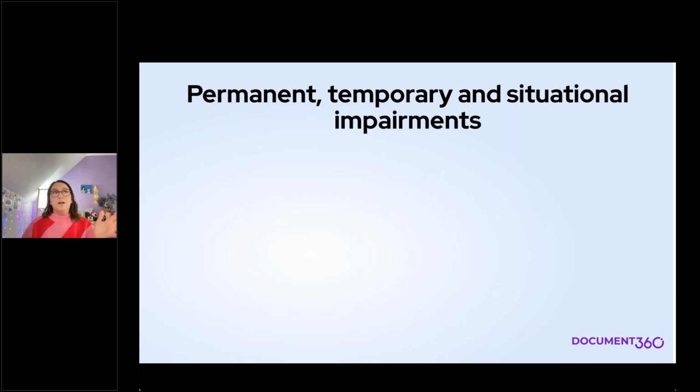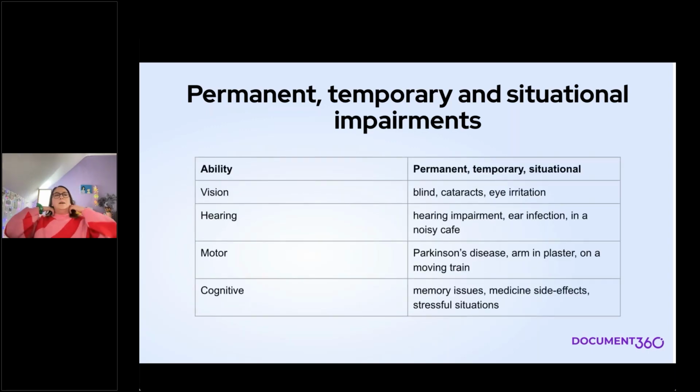Potentially maybe the user is tired, or maybe they're recovering from a broken arm, or maybe the equipment is affecting them. So maybe they're accessing your content via mobile, or maybe they're using an older browser. So those are just an example of some temporary or situational impairments. And I'll show you some more on the screen now.